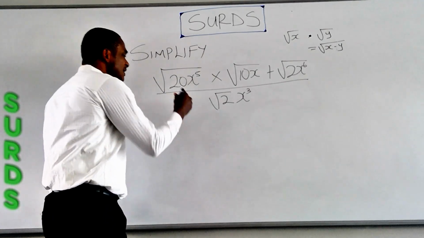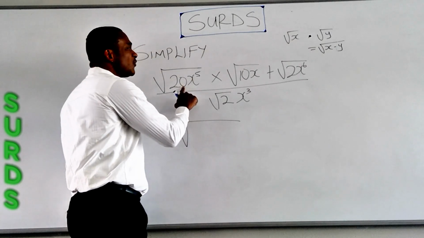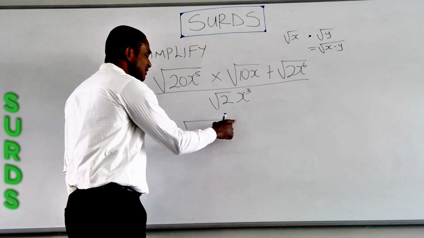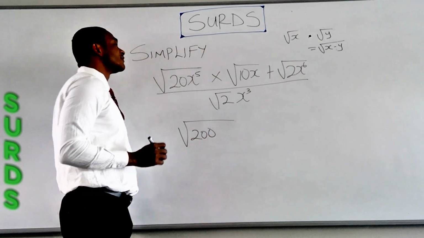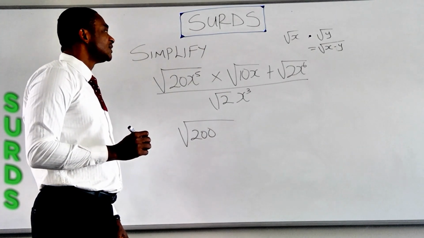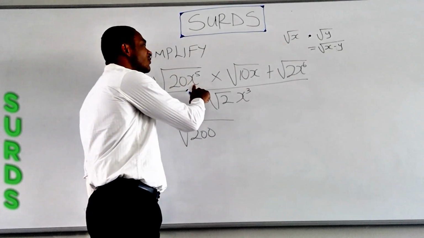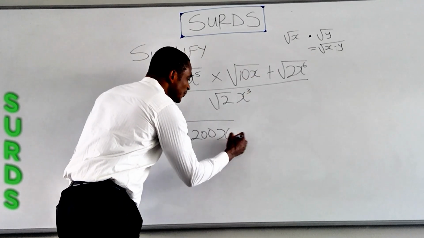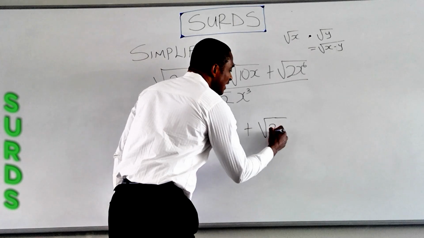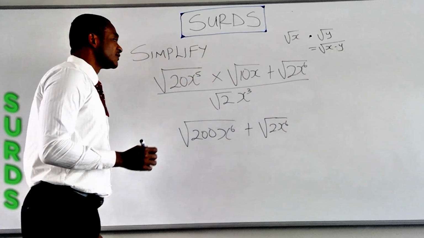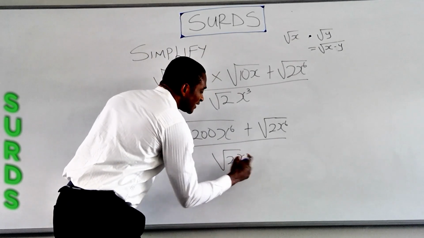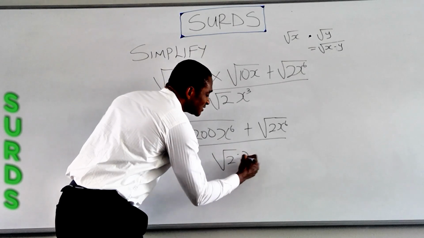So we can actually take this and make it root of 20 times 10. 20 times 10 is 200. And we have x to the power of 5 times this x to the power of 1, which is x to the power of 6. Plus root of 2x to the power of 6, divided by root of 2x to the power of 3. Remember, this x to the power of 3 is outside the root.